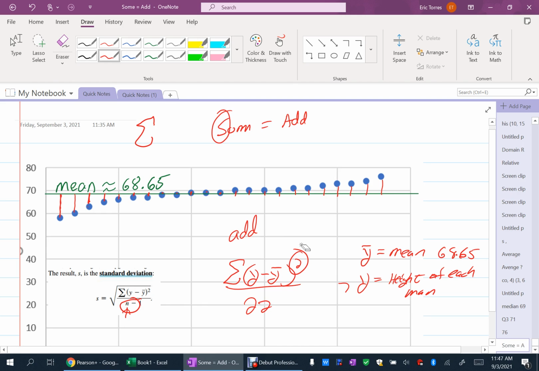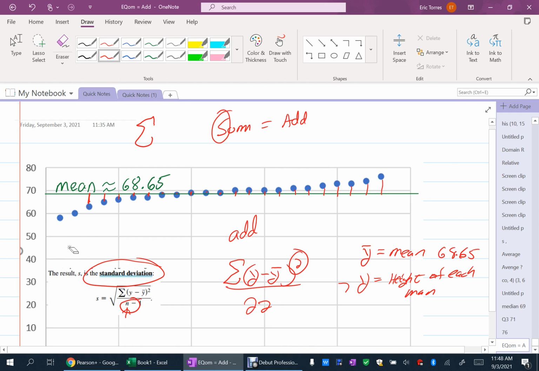So what is it telling us? Well, this is how much of a difference there is between our average and our individuals. The standard deviation tells me how spread apart the data is. If this person's height was down here and they were a lot more spread out, then my standard deviation would be a much larger number.